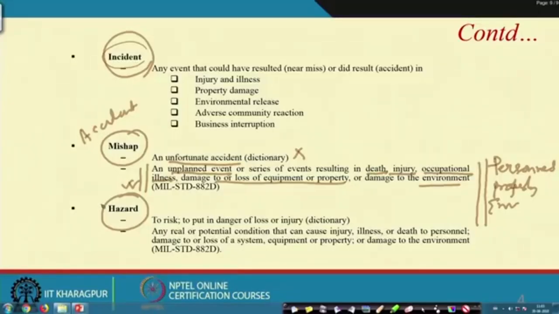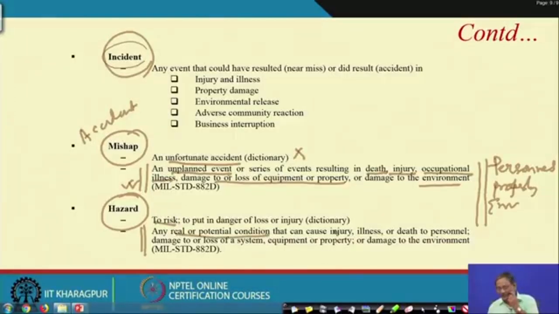Then another important definition for us is hazard. Very important definition, hazard. If you go by the dictionary, it is basically to risk, to put in danger or loss of injury. But the safety engineer's definition should be like this: any real or potential condition that can cause injury, illness, death to personnel, damage to or loss of a system, equipment, property, or damage to environment, both coming from Military Standard 882D.